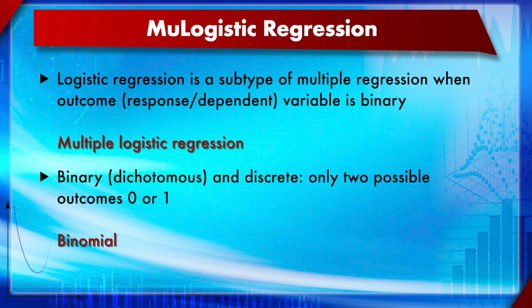In this case the outcome variable is binary, that is dichotomous and discrete. There are only two possible outcomes, 0 or 1. We learned how to deal with this with the contingency table, and most biological as well as epidemiological data tend to be like this.